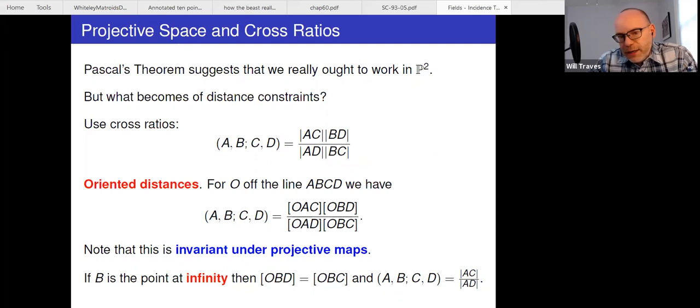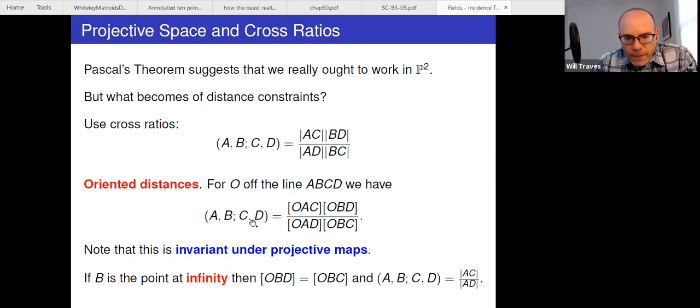But you might get kind of concerned, like, well, what if I'm working not in R2, but in P2? Or what if I'm even working over C2? And that's okay. What we can do is both orient all the lines at the same time, and reinterpret these oriented distances in the following way. You take a point off the line, A, B, C, D, any point, it doesn't really matter.